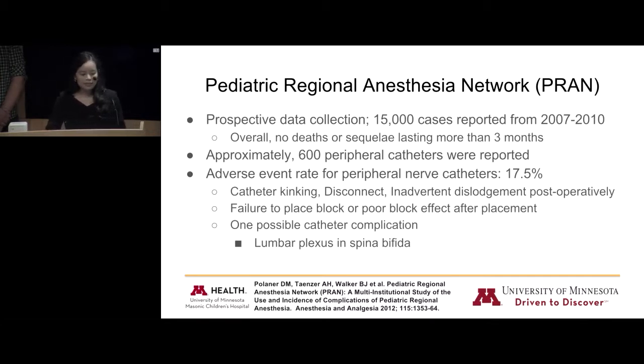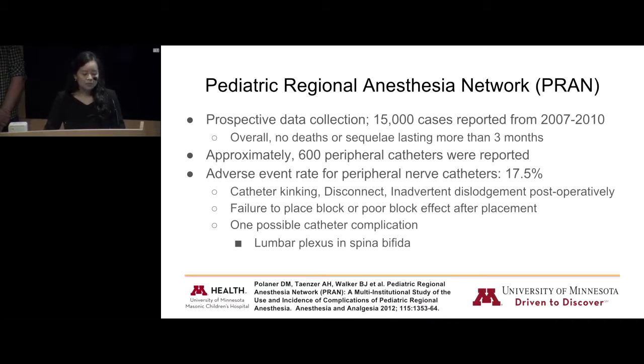Of the 15,000, there were approximately 600 peripheral nerve catheters that were reported. The adverse event rate for these nerve catheters was 17.5%. Most often these things occurred in the postoperative period, where you had issues with the catheter: catheter misbehaving, kinking, disconnect, and inadvertent dislodgement, unfortunately. The second most common adverse effect was inability to place a block or poor block effect after the placement.